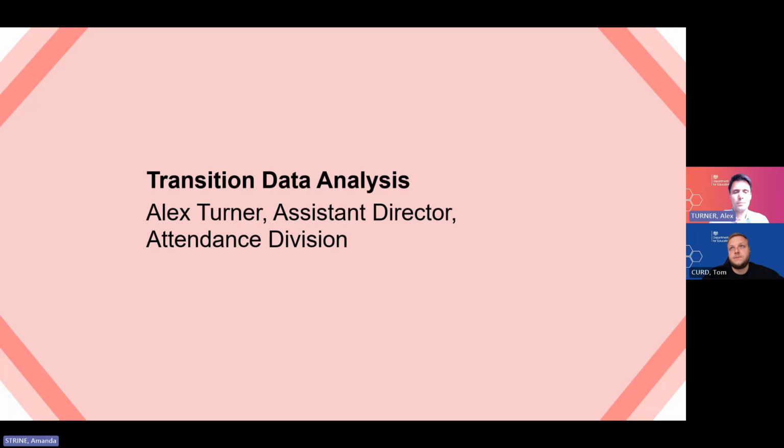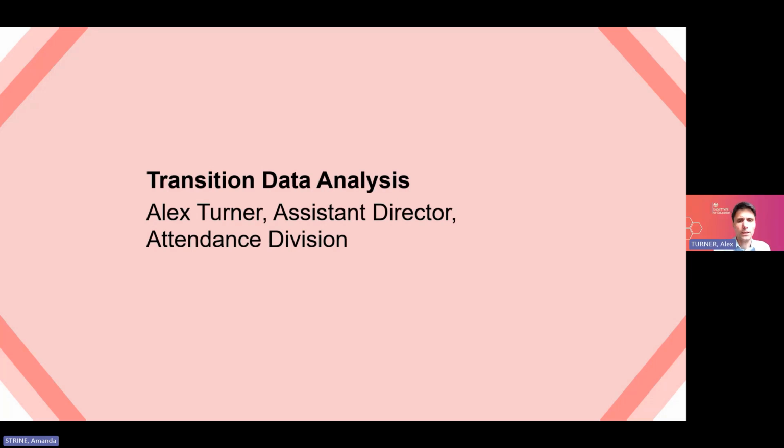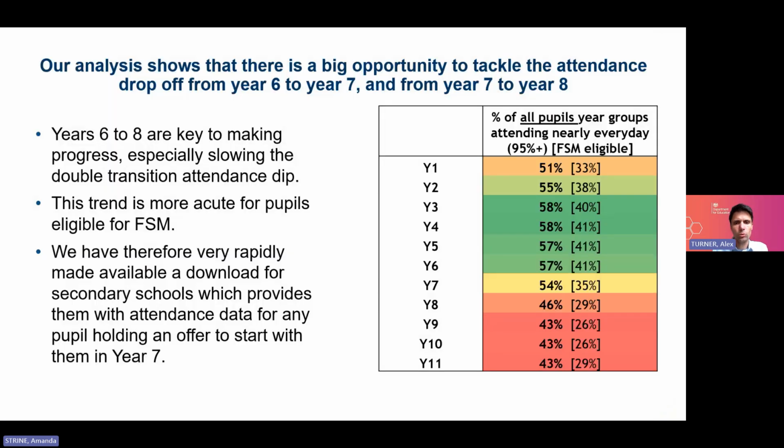Thanks, Tom. Morning, my name's Alex Turner. I work in the School Attendance Policy Division. If you've come to one of our recent webinars or joined any of the recent conferences, you'll have heard us talk about the transition between year 6 to year 7 and through Key Stage 3 being a real key moment in a child's attendance journey as well as their wider education journey. We think it's a big opportunity for the work across the system to improve school attendance.